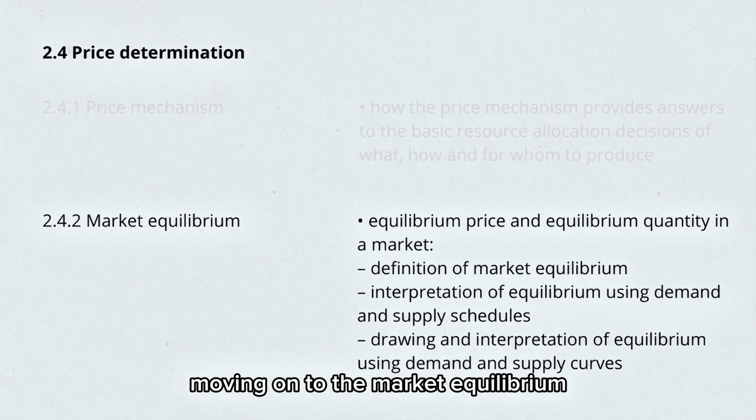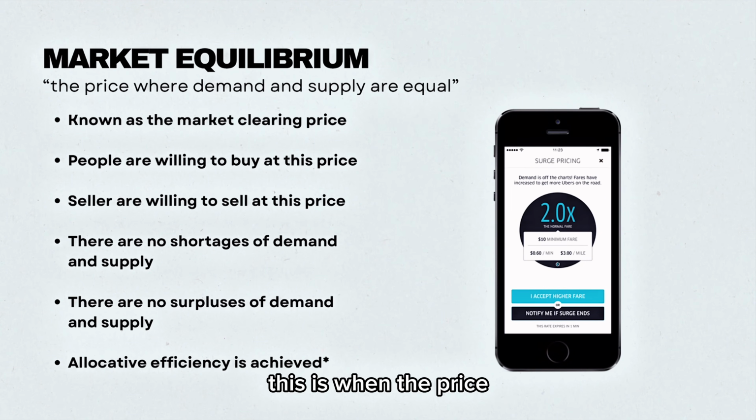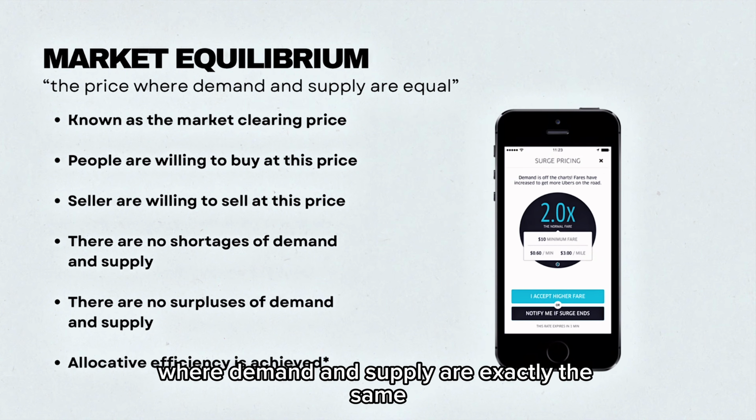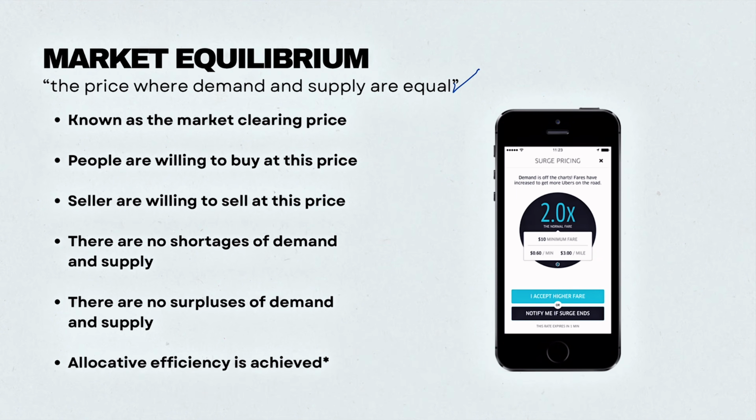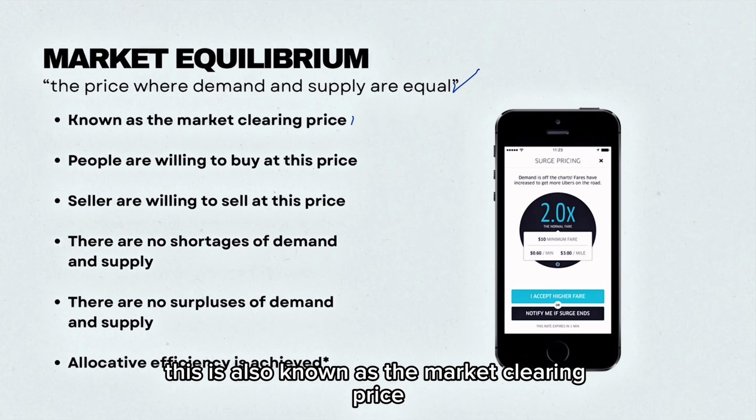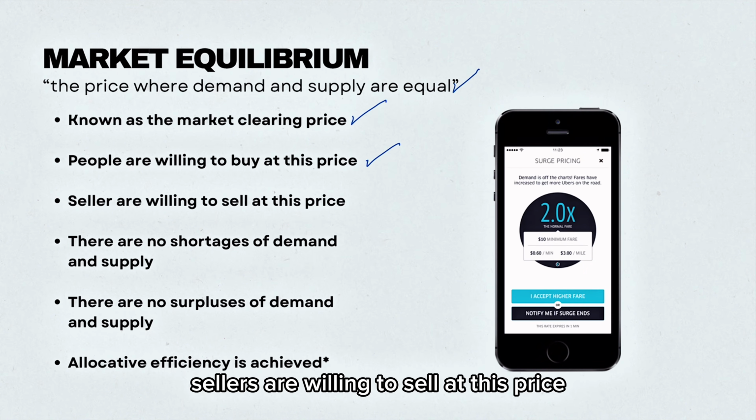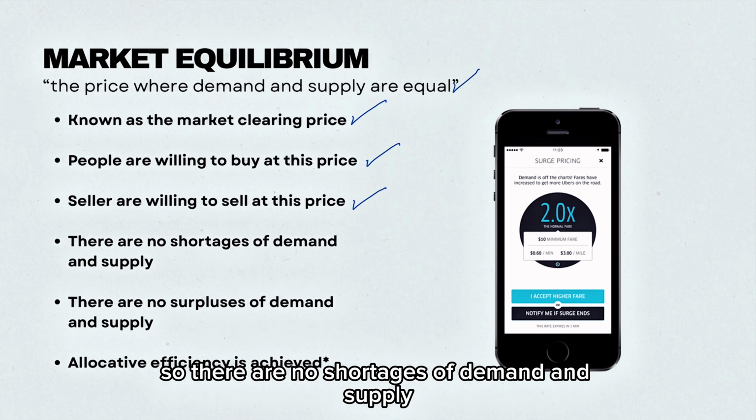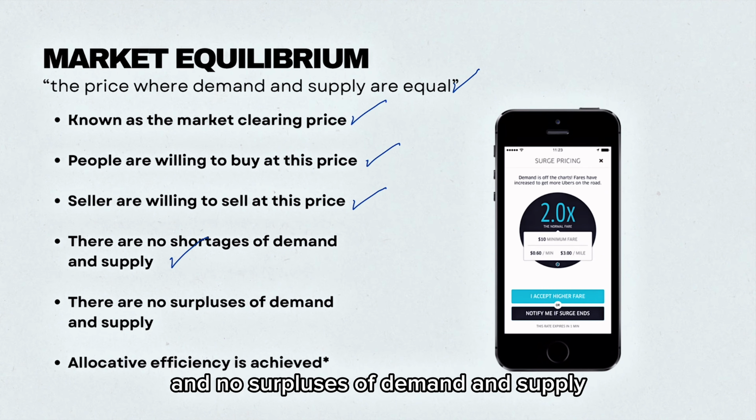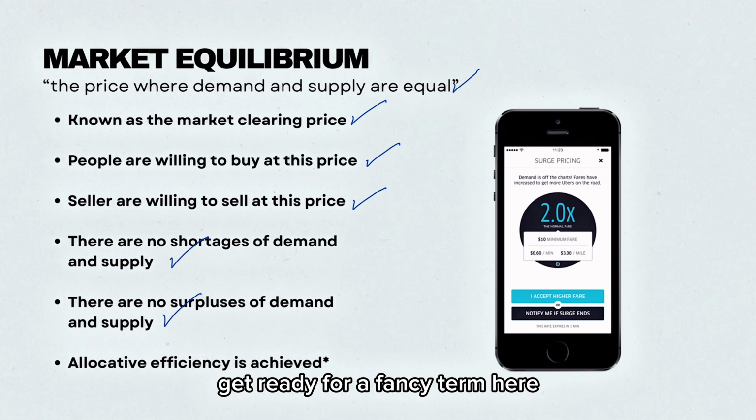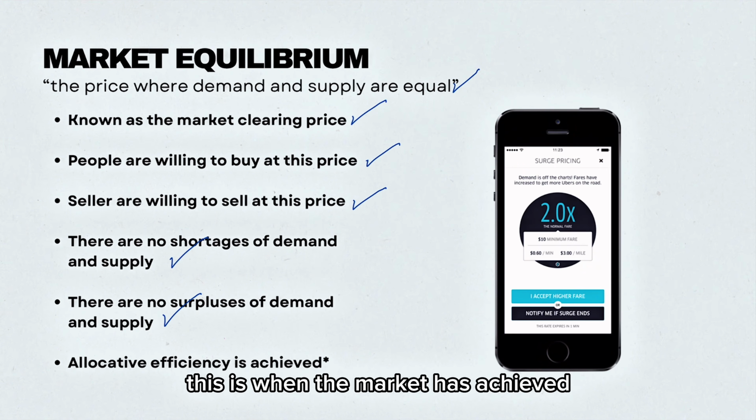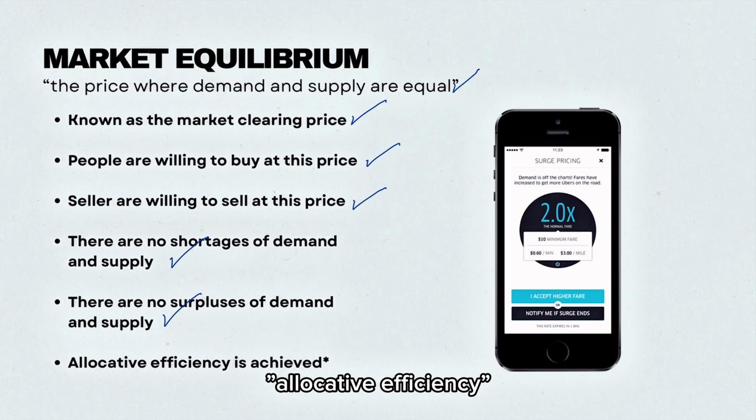Moving on to the market equilibrium. This is the price where demand and supply are exactly the same. This is also known as the market clearing price, as people are willing to buy at this price, and sellers are willing to sell at this price. So there are no shortages of demand and supply, and no surpluses of demand and supply. Get ready for a fancy term here. This is when the market has achieved allocative efficiency.